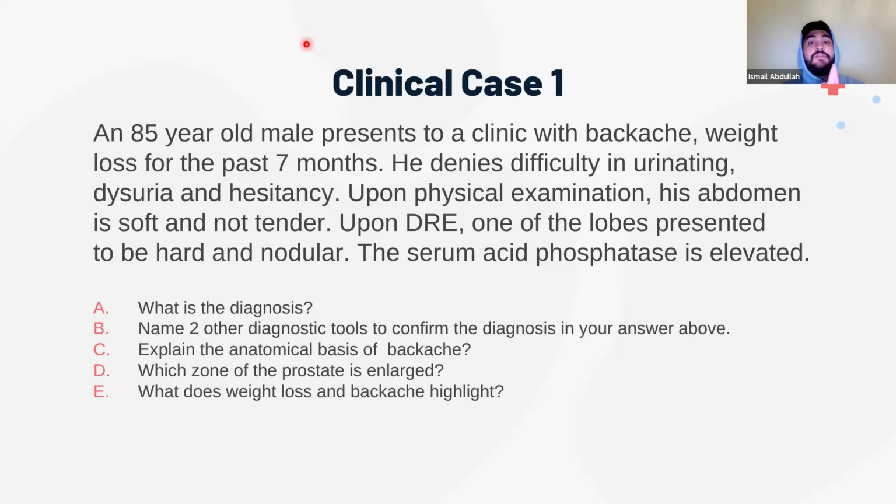Why is this not BPH? Because there's no urinary frequency, no hesitancy, and no dysuria. Okay? Name two other diagnostic tools that you could use to confirm your diagnosis as prostate cancer. What do you think? What other two things would you do?